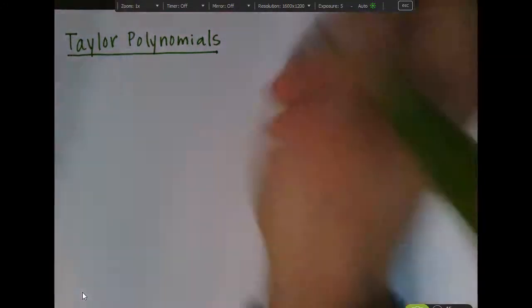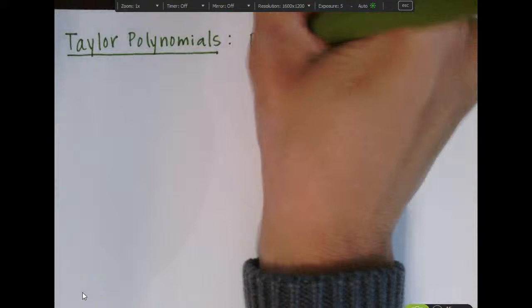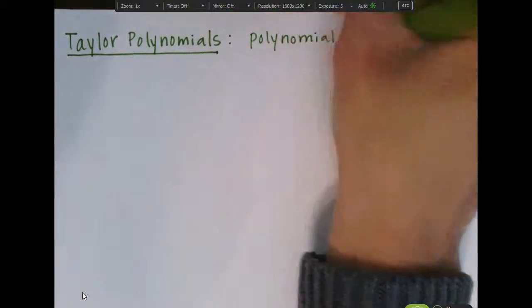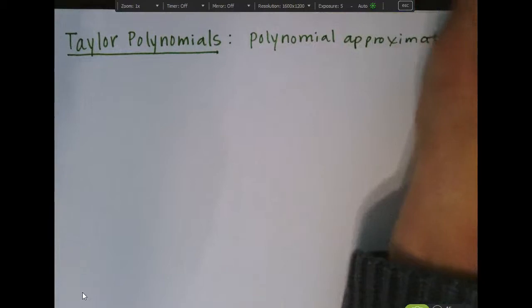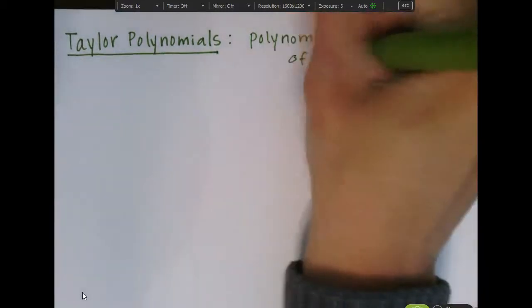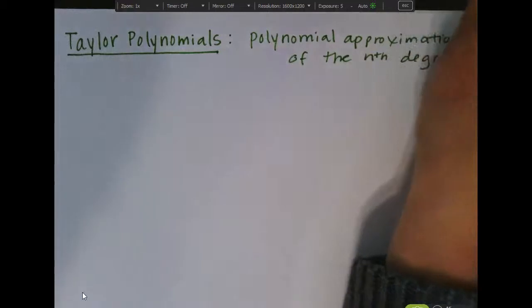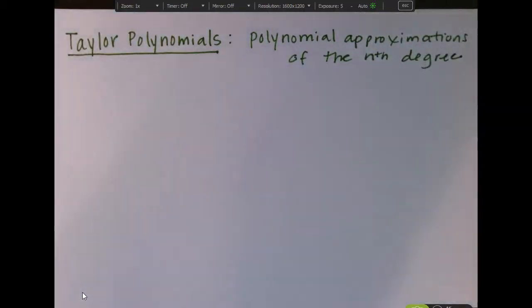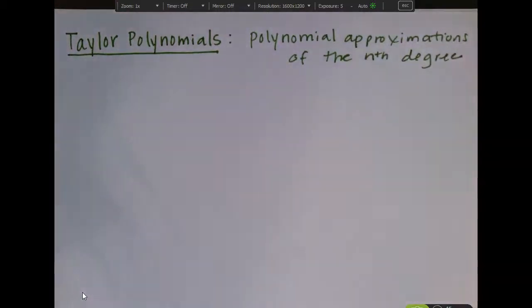So Taylor polynomials are going to be our polynomial approximations of the nth degree. The linear approximation that we just looked at only works for a first degree polynomial. This will work for an nth degree polynomial. So here's an idea of what we might have.